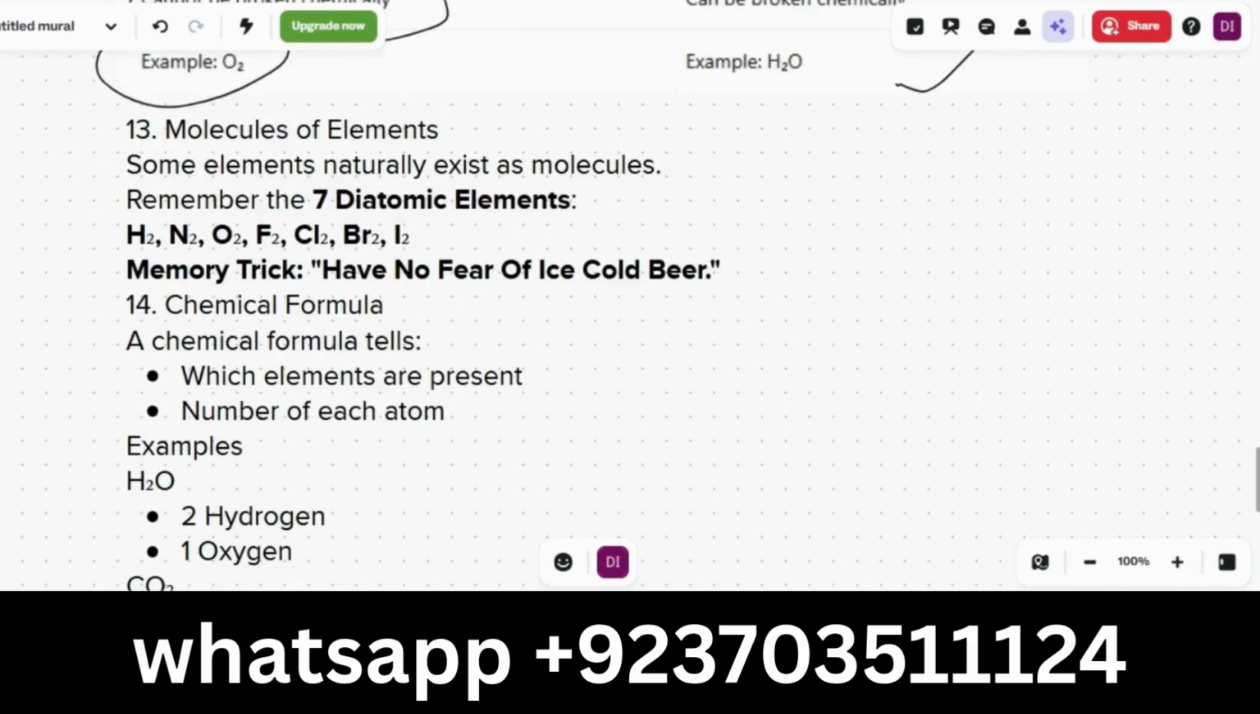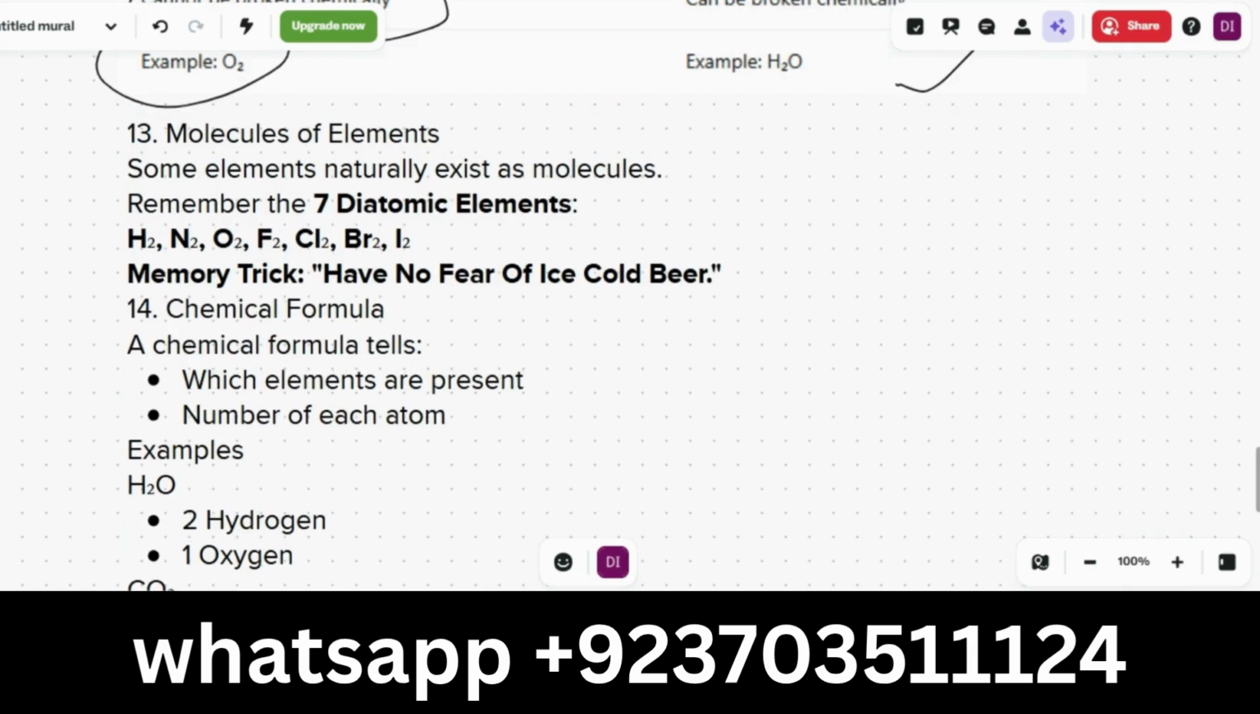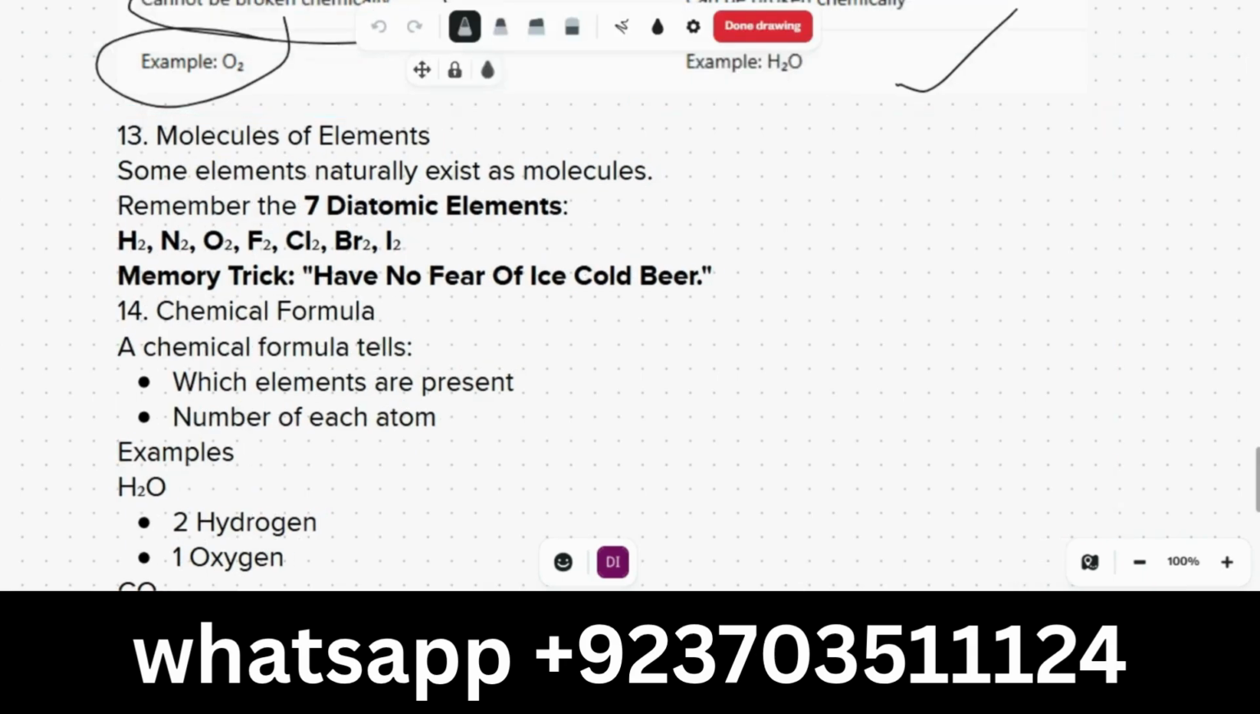Molecules of elements. Some elements naturally exist as molecules. Remember the seven diatomic elements: H2, N2, O2, F2, Cl2. Memory trick: Have no fear of ice cold beer. That is HNFOICB. Okay, that's an easy thing.